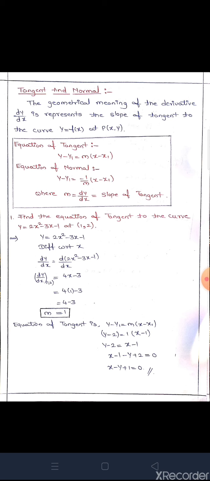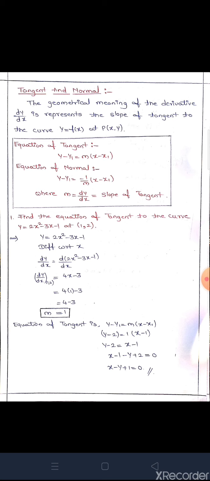Now here they have given 2 points 1 and 2, that is nothing but x1 and y1. So write equation of tangent, y minus y1 is equals to m into x minus x1. So y minus 2 is equals to m is 1, and in the bracket x minus 1. So y minus 2 is equals to 1 into x, you will be getting x, and 1 into minus 1 is minus 1.